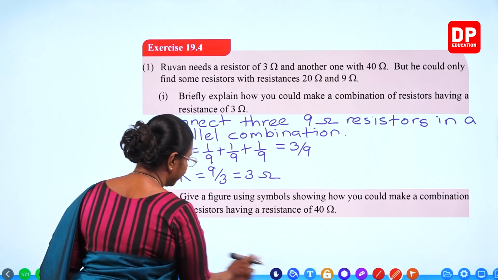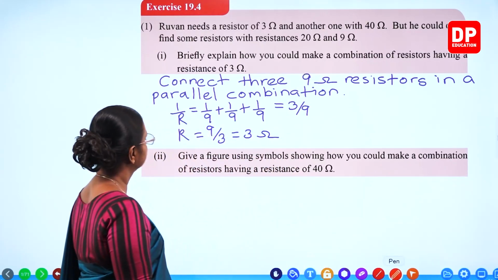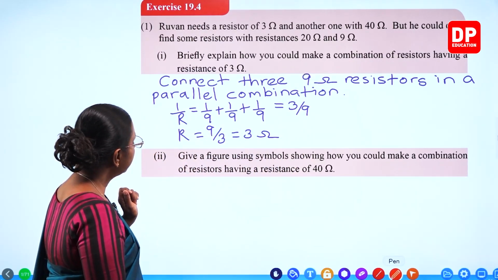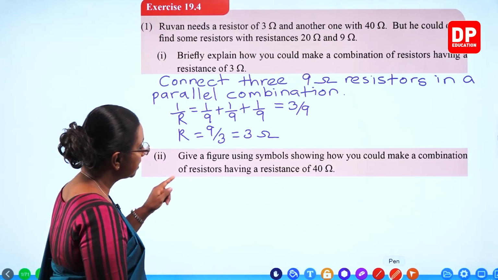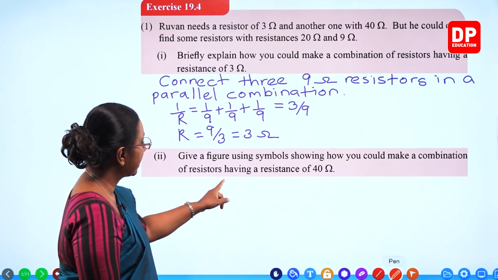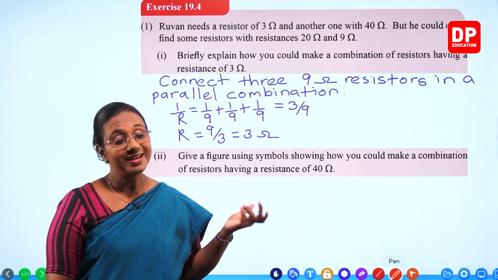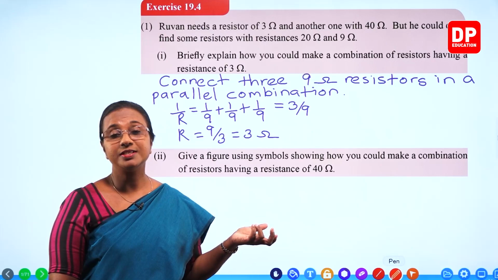Then the second question. Give a figure using symbols showing how you could make a combination of resistors having a resistance of 40 ohms. So that is again a direct question, no, students?